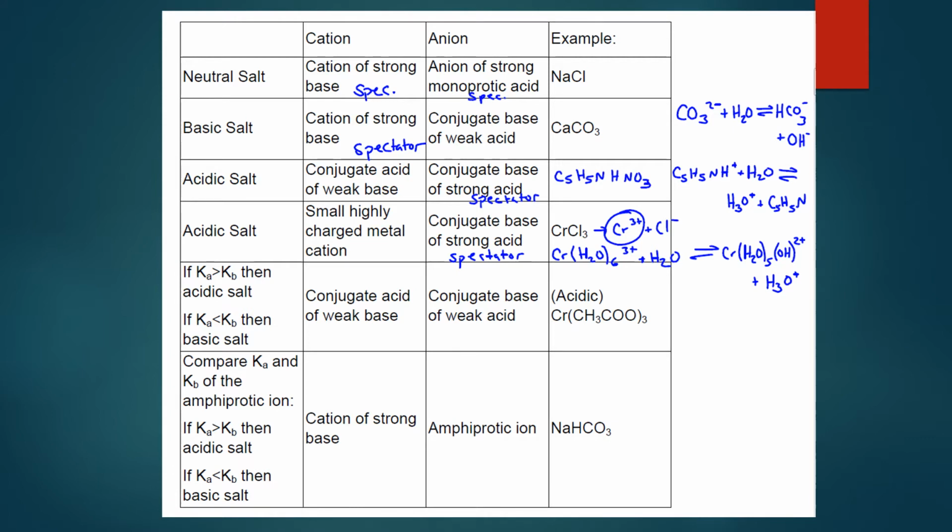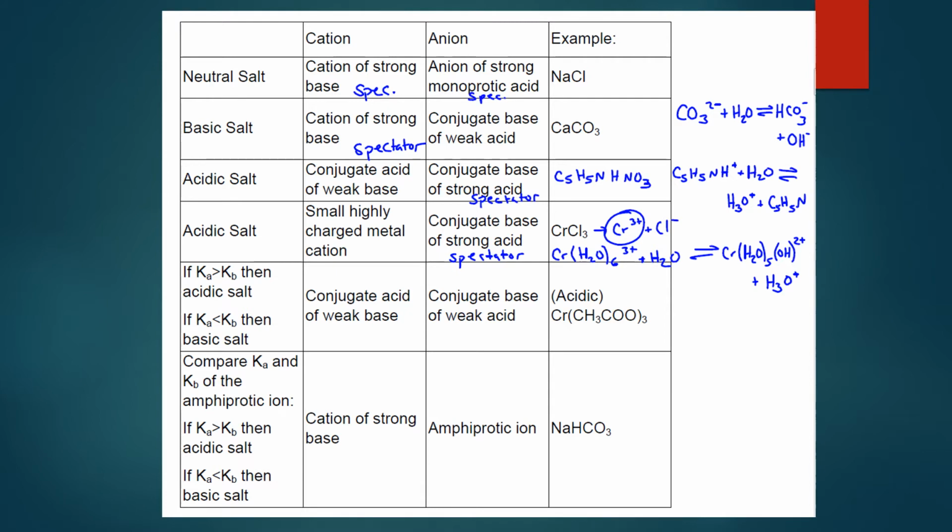Acidic salts are when we have the conjugate acid of a weak base and the conjugate base of a strong acid, so we've got a spectator anion. With this one here, we've got C5H5NHNO3. When it splits apart, the NO3- is going to be a spectator ion, and the C5H5NH+ will go on to react with the water to form hydronium. So it will be an acidic salt.